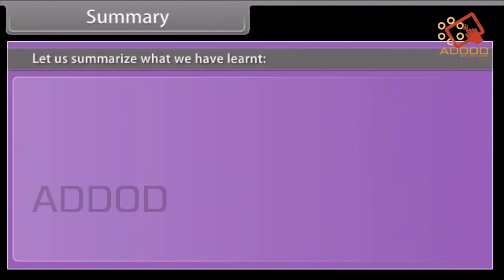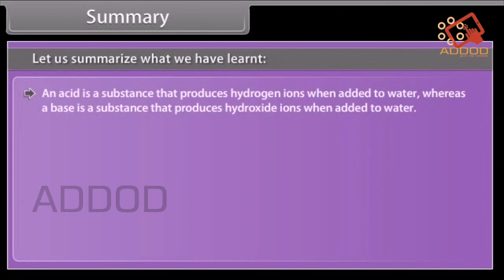Summary. Let us summarize what we have learnt. An acid is a substance that produces hydrogen ions when added to water, whereas a base is a substance that produces hydroxide ions when added to water.